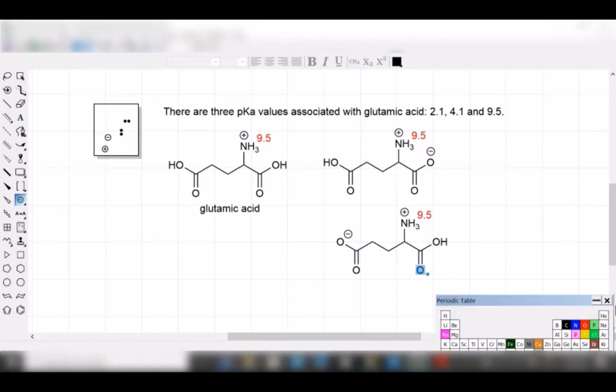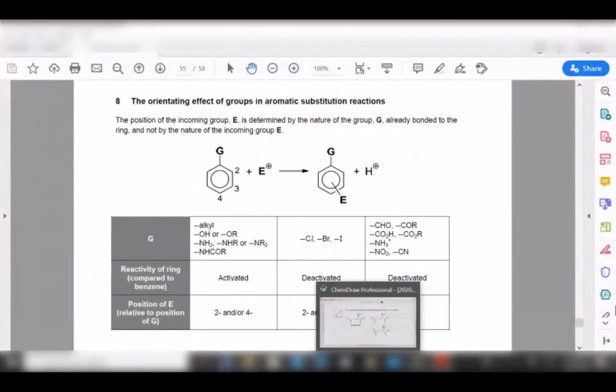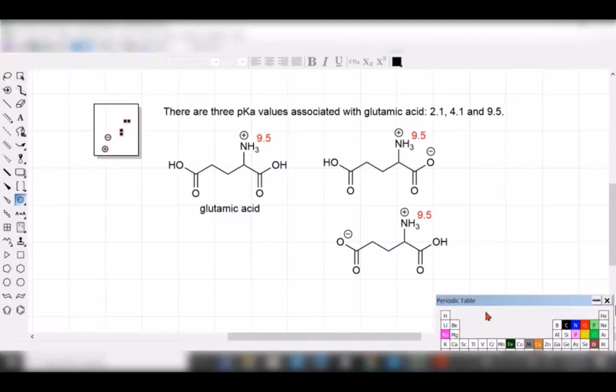And if you remember what I mentioned to you here, amines when protonated is electron withdrawing. So is it better to have a withdrawing group nearer to the carboxylate or further away? So I think the answer is obvious. So this conjugate base is likely to be more stable than this. So therefore, the pKa associated with this should be 2.1. It should be the more acidic one. And the one associated with this should be 4.1.